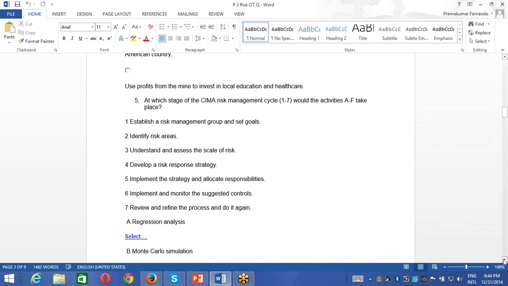Then develop a risk response strategy: transfer, reduce, accept. Then implement the strategy. Implement and monitor the controls. Review and refine the process and do it again. And those are the 7 steps.